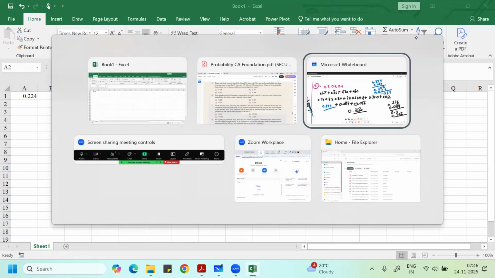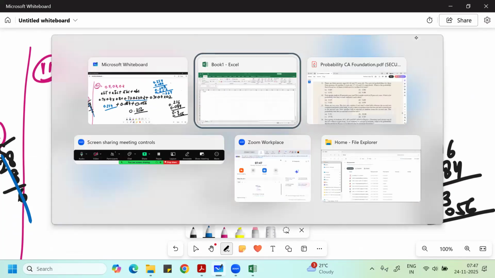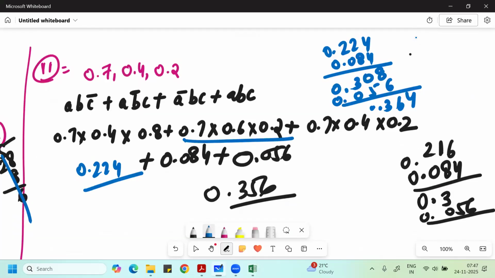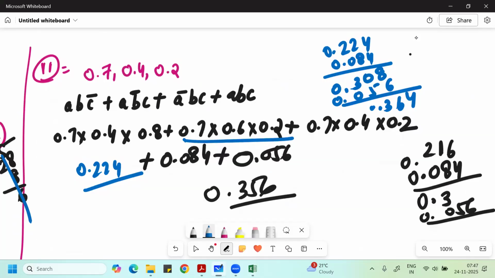Again, this is not the answer. If you check 0.7 into 0.6 into 0.2, you will get 0.084. Then 0.7 into 0.4 into 0.2. If you add all three of them, you get 0.364.